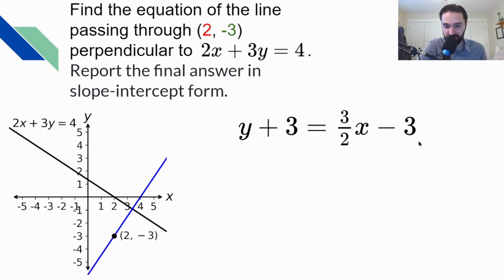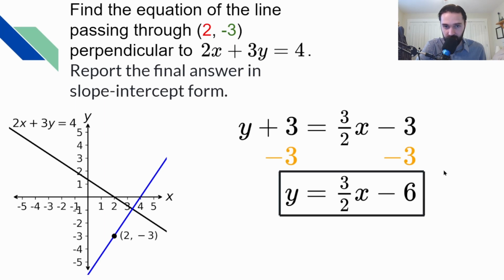So let's take this result up here and let's isolate y to put it in slope-intercept form. All right, so let's subtract 3 from both sides. And we get y equals 3 halves x minus 6. Okay? So this is my final answer. This is the equation of the blue line.